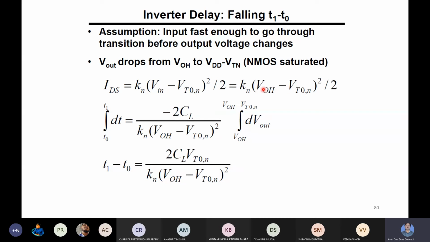With the help of this current equation we are integrating from T0 to T1. Putting all together, CL over Kn (VOH minus Vt0n) whole square is taken outside, integrating from VOH to VOH minus Vt0n, dV out. Obviously it is the voltage difference between these two, which we can directly write. In this way T1 minus T0 is calculated.